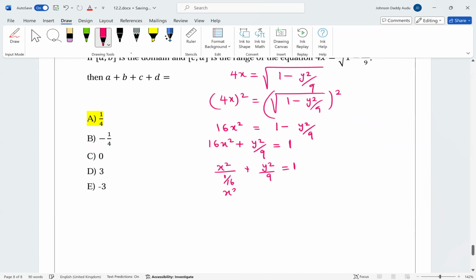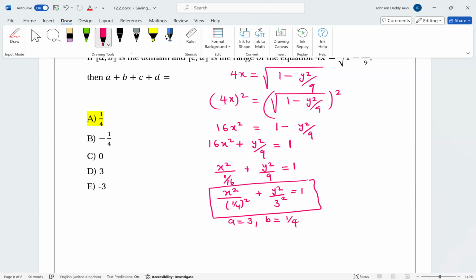And we can write this as x squared over (1 over 4) squared plus y squared over 3 squared is equal to 1. So here, clearly, you see the bigger number is associated with the y-axis. So A is going to be 3 and B is going to be 1 over 4. Correct? Yep. So this is a vertical ellipse.